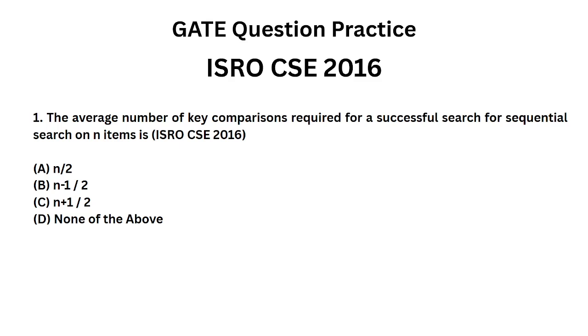In the worst case, the element is at position n, so we need n comparisons. In the best case, if the element is the first element, we need one comparison. But for the average, the formula is (n plus 1) by 2.